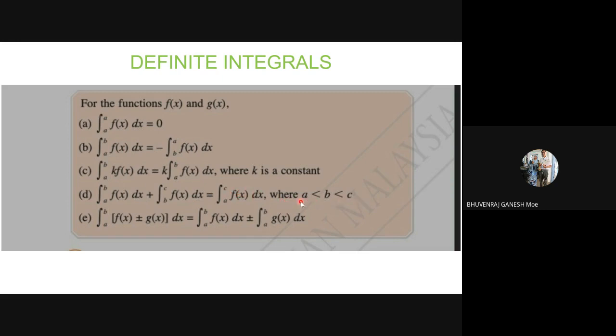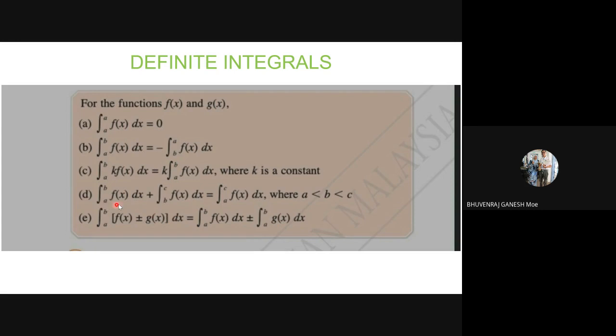Tapi ada keadaan dia lah. The A value must be less than B, less than C. Okay. So, pastikan fungsi ni sama guys. Baru boleh gunakan petua ni. If you want to use this rule, you must make sure you are integrating the same function, which is fx.